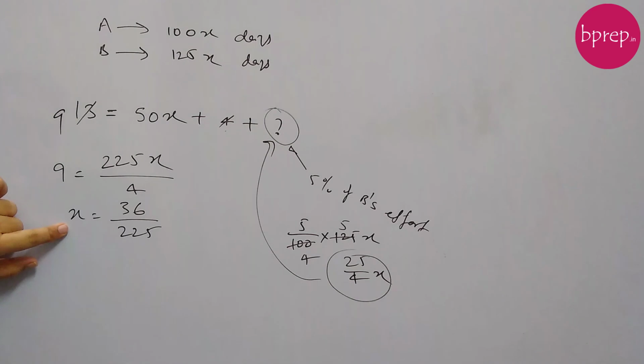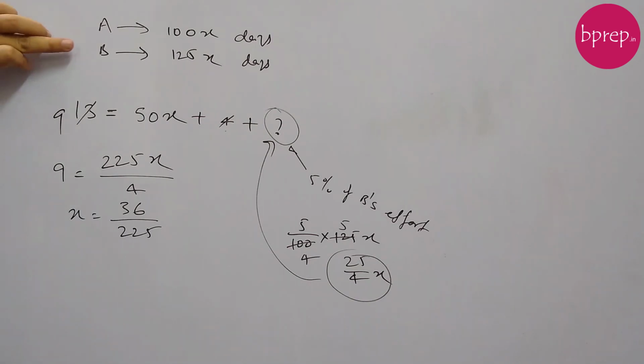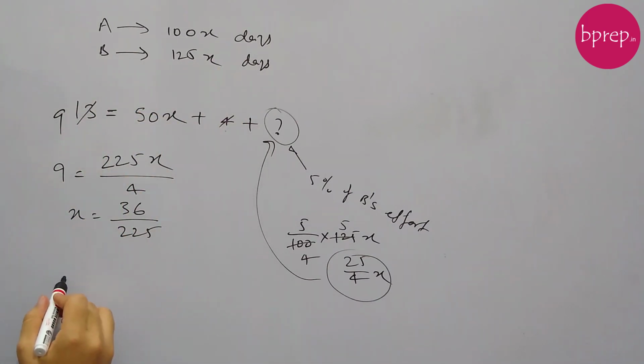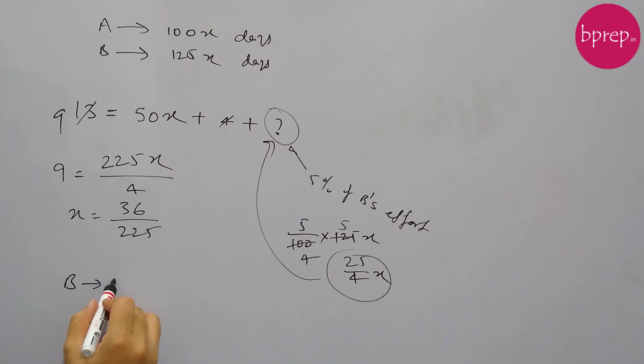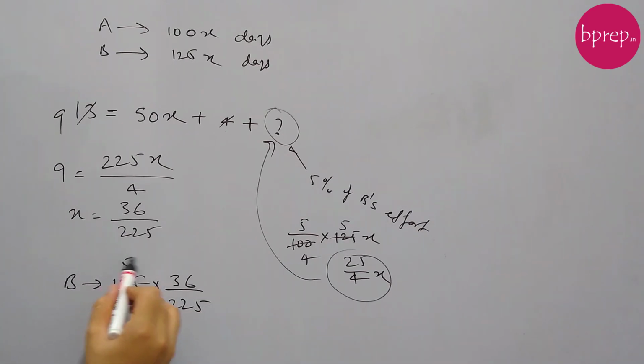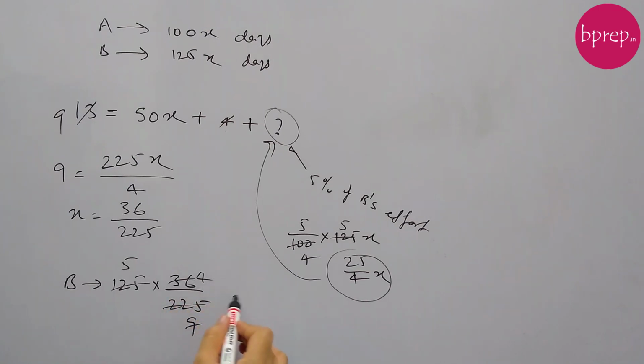Now that we have got the value of x, it's easy for us to identify how much time B will take. B is going to take 125x to complete the job alone. So 125x will be 125 into 36 by 225. 25 fives are 125, and 25 nines are 225, leaving 5 into 4, so 20. So B will take 20 days alone to finish the job.